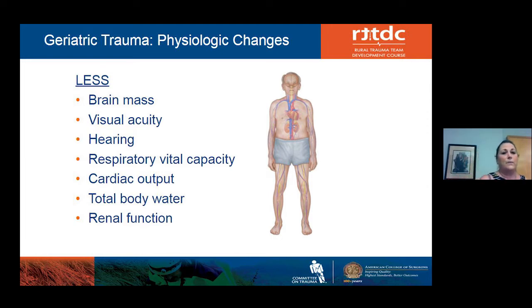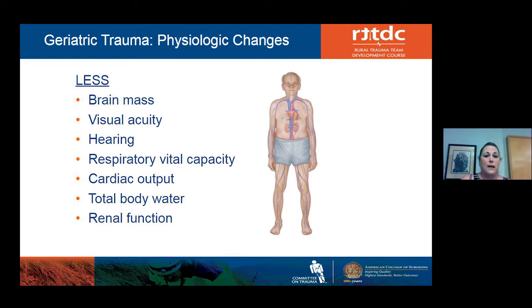We also know that with that brain atrophy, those patients can have an increase in bleed before we actually recognize that they have symptoms that are occurring related to the brain injury itself. So we have to recognize that when we're first doing our assessment. Their visual acuity and their hearing are less, so they're more likely to be injured, more likely to fall, secondary to the vulnerability of having the visual loss and hearing loss.